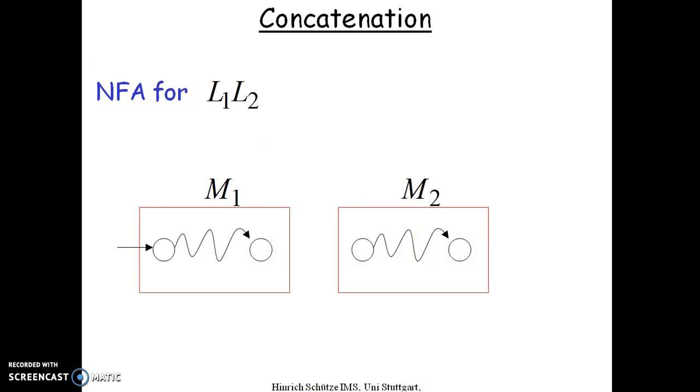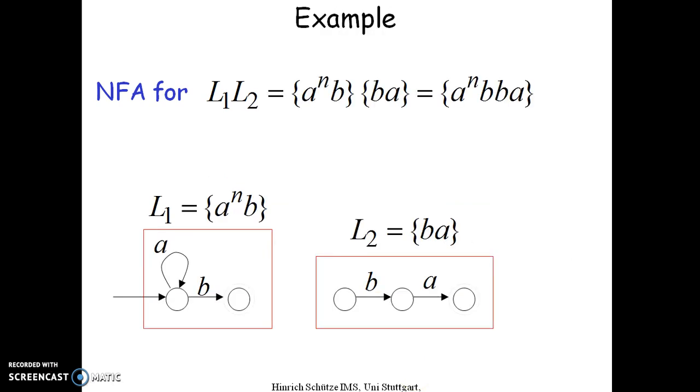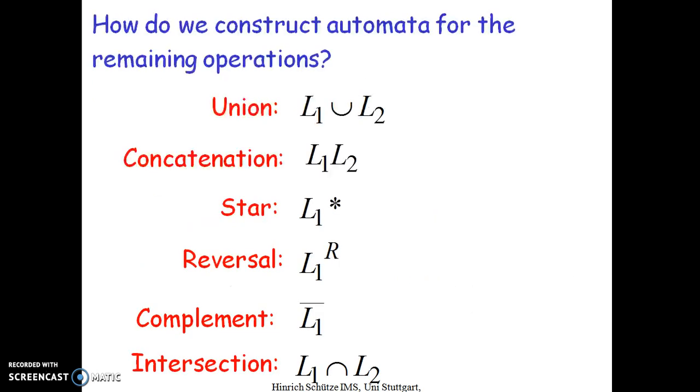Next we'll see concatenation. In this case, to concatenate two languages, just add an epsilon transition between these, and also an epsilon transition to this. So this will give you the concatenation. One example for that is a to the power n b, and one more example is ba. So add an epsilon transition, then add another epsilon transition.